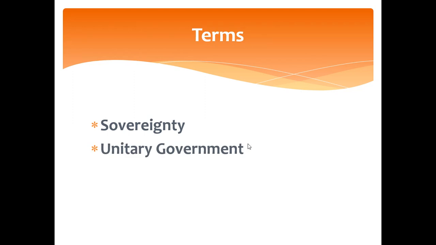Unitary government or unitary system. This is a governing system that gives most power to the federal or national government. This means that the states or the regional governments underneath the national government would have little power. This unitary government is what we were participating in when we were the colonies. The Crown had all the power. The colonies had very little.